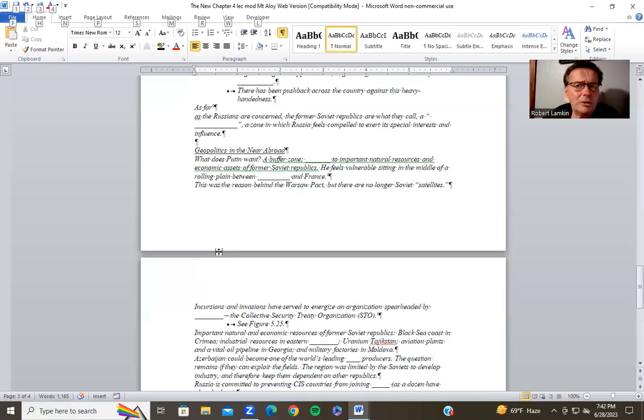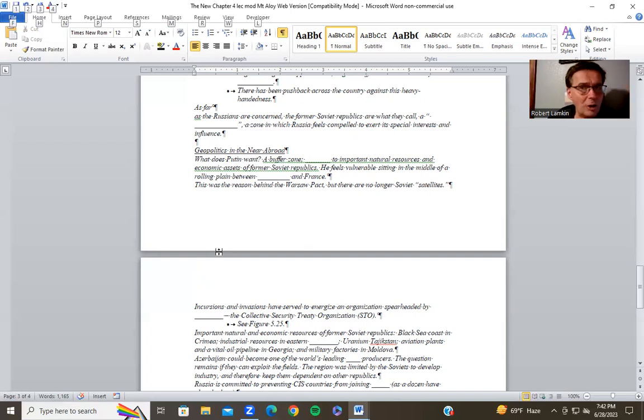I guess Putin feels, as his former communist leaders did in the Soviet era, kind of vulnerable. If you take a look at the map of Europe and Russia, he's kind of sitting in the middle of a rolling plain between Siberia out in the east and France in the west, right? And this was really the reason behind the Warsaw Pact, the Soviet bloc during the Cold War era.